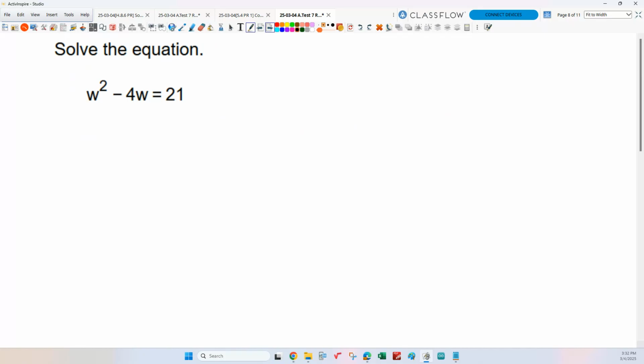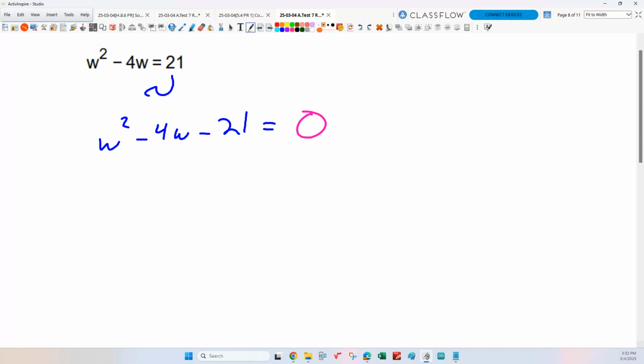How about this? Okay, this is really a simple one. What do I do first here? Move the 21 to the other side. And what's that do then? That gives us the equation w squared minus 4w minus 21 equals 0. Well, that's a basic trinomial, right? That's easy to factor.